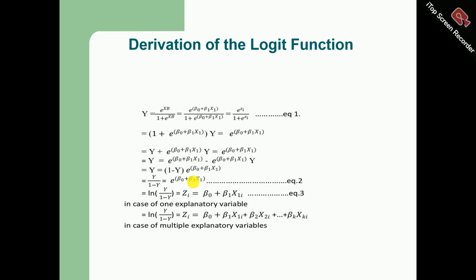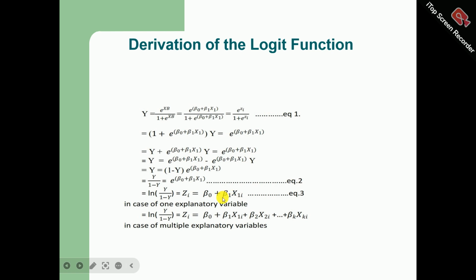And if you take natural log on both sides of equation number 2, then we have natural log of y divided by 1 minus y, and that is equal to zi, and zi is equal to beta naught plus beta 1 x1i. And if you take the natural log of the exponential function, then that becomes the linear function. So that is equal to beta naught plus beta 1 x1. This is in case of one explanatory variable.